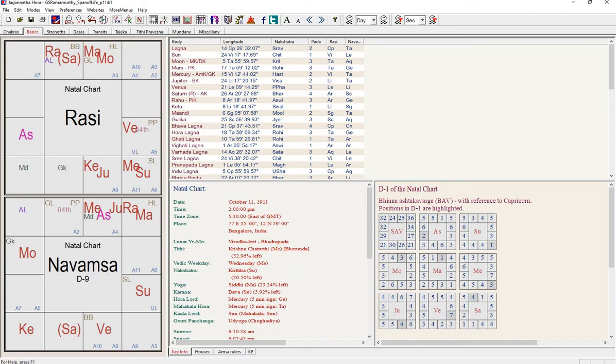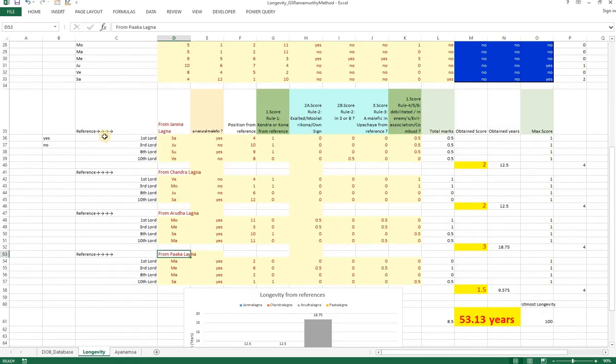The idea here is you have these references and you consider the first lord, the third lord, the eighth lord, and the 10th lord from this reference. And again, from Chandra Lagna, you consider the same lords. First lord from Chandra Lagna, third lord from Chandra Lagna, and so on and so forth. Similarly, the Arudha Lagna and from the Paaka Lagna. And then it has a set of rules.